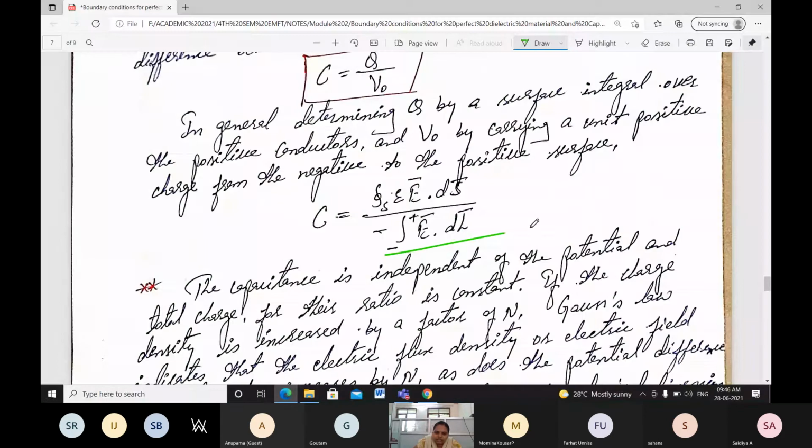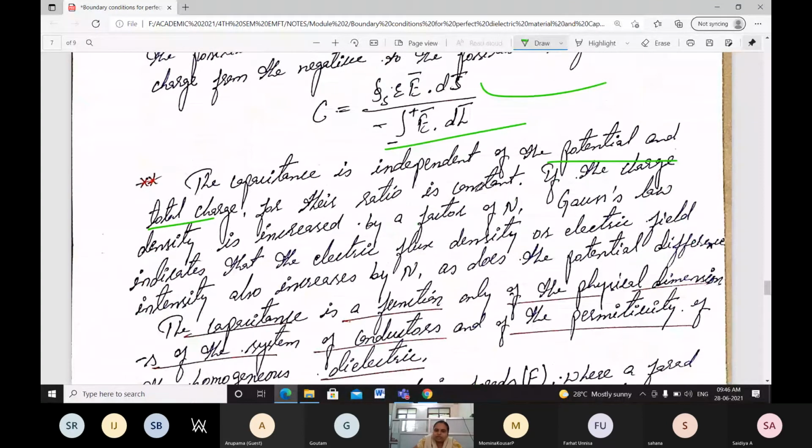E dot dl. This is telling us that capacitance depends on the field. It does not depend on the charge or on the voltage difference being applied. That is, capacitance is independent of the potential and the total charge. Based on this equation, we can tell that their ratio is going to be a constant value only.